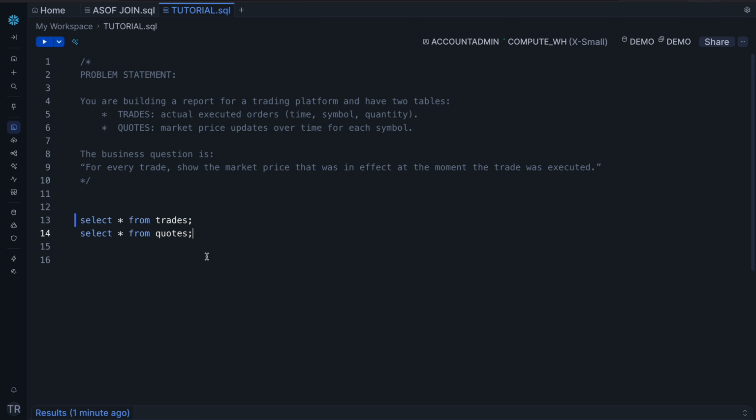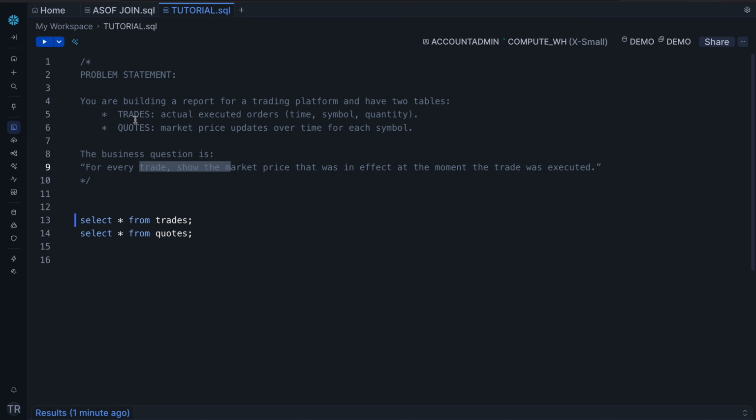Let's understand ASOF join using a realistic problem statement. Imagine you're building a report for a trading platform and you have been given two tables, trades and quotes. Trades is the actual execution order. It has time, symbol and quantity. Quotes is the market price updates over time for each symbol. Symbol basically is the company symbol that is represented in the share market. And then you have a business problem.